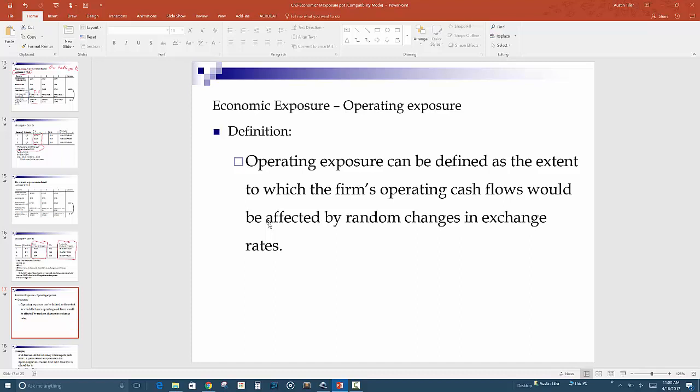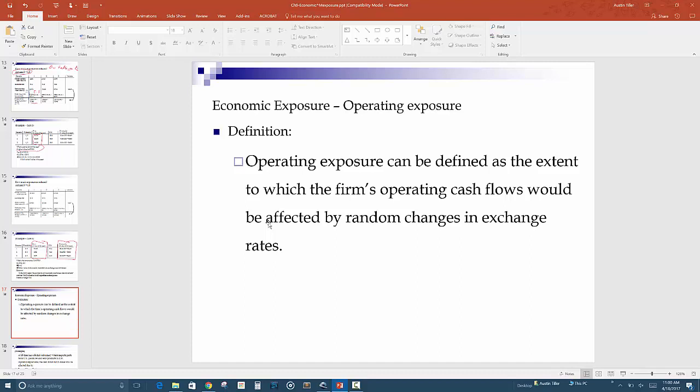Today, let's look at operating exposure, the second thing that can affect company value in exchange rate changes. Definition: operating exposure can be defined as the extent to which a firm's operating cash flows will be affected by random changes in exchange rates. When we value a firm using discounted cash flow, we're looking at the company's future cash flows. Now when the exchange rate changes, how would that affect the cash flow? When the cash flow is affected, that affects the present value of the firm.